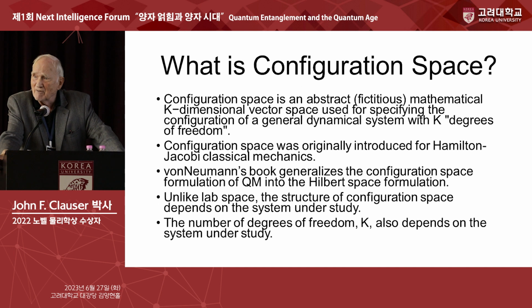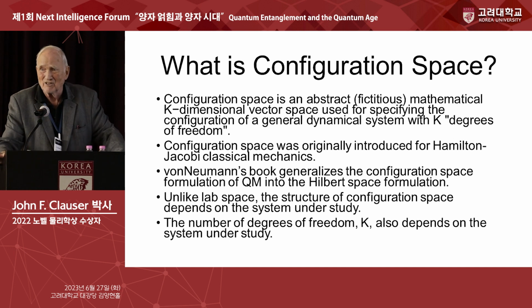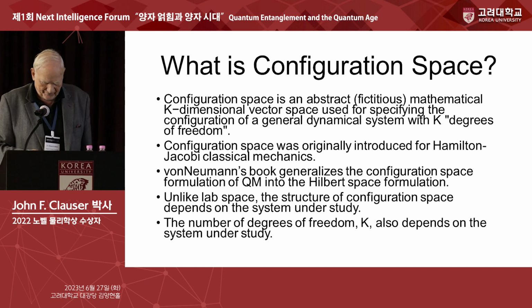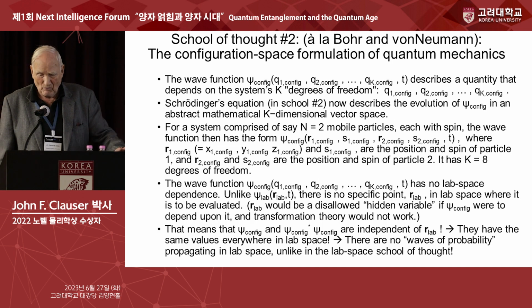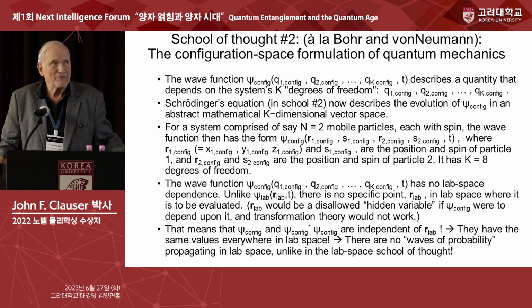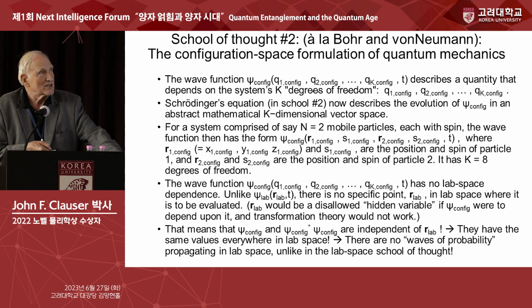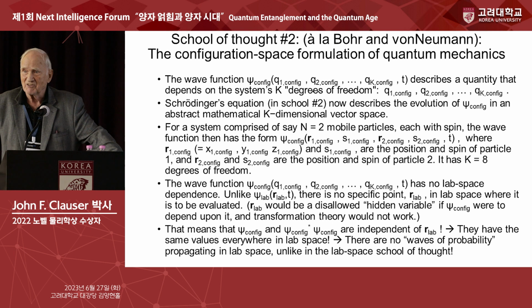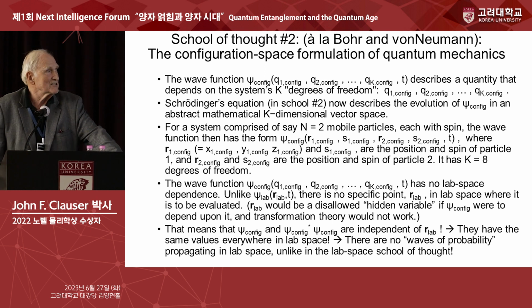But unlike lab space, this is a very important distinction, you need a system to be associated. For example, if you want to have two electrons, a system. That defines the number of dimensions or parameters or degrees of freedom. Remember, lab space didn't need any systems at all. So what does the configuration space wave function look like? Well, this first formula is right out of von Neumann's book. It just depends upon the degrees of freedom of the system.